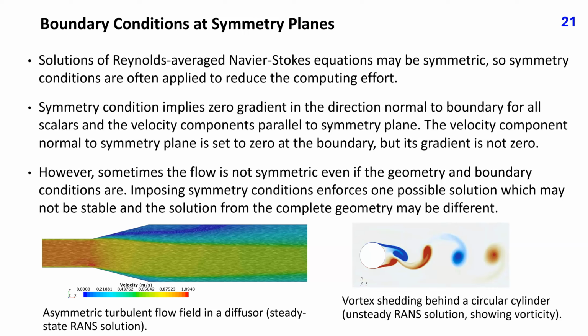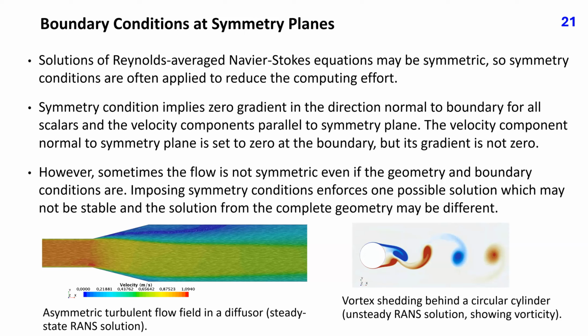Solutions of Reynolds-averaged Navier-Stokes equations may be symmetric, so symmetry conditions are often applied to reduce the computing effort. Symmetry condition implies zero gradient in the direction normal to the boundary for all scalars and the velocity component parallel to the symmetry plane. The velocity component normal to the symmetry plane is set to 0 at the boundary, but its gradient is not 0.